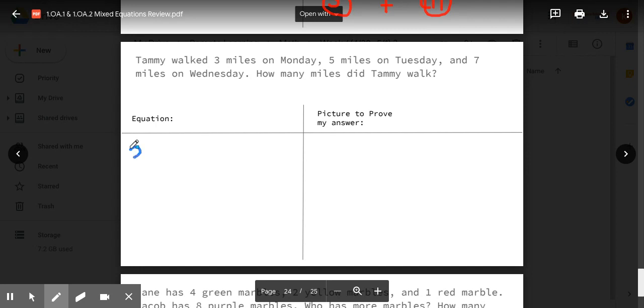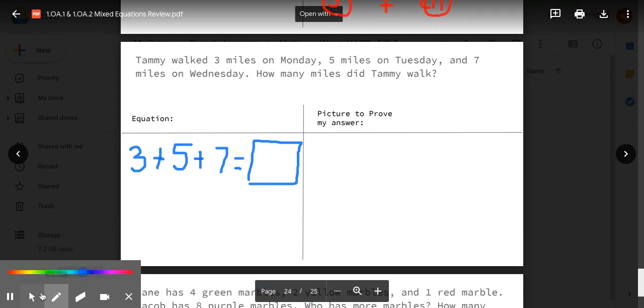She walked 3 miles on Monday, 5 miles on Tuesday, and 7 miles on Wednesday. How many miles total did she walk? Now I want you to pause the video and draw a picture to prove your answer. All right, let's draw one together.